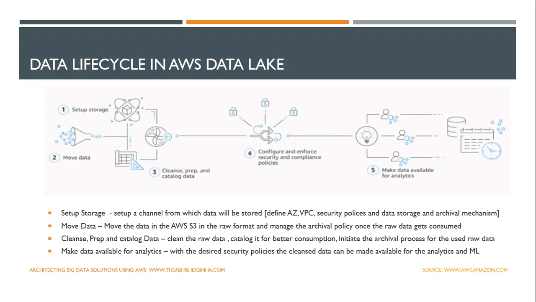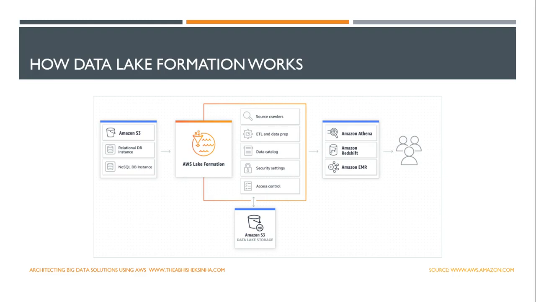Now we'll have a look at how the data lake formation works. As I mentioned earlier, you can store your data in your Amazon S3, relational DB instances or NoSQL instances. Apart from S3, the relational DB instances could be your on-premise data center database instances, or cloud-based database instances for relational or NoSQL databases. Maybe you have multiple sources of logs, or an IoT device which is sending you logs, so you can receive all those logs and feed them into your S3 bucket.